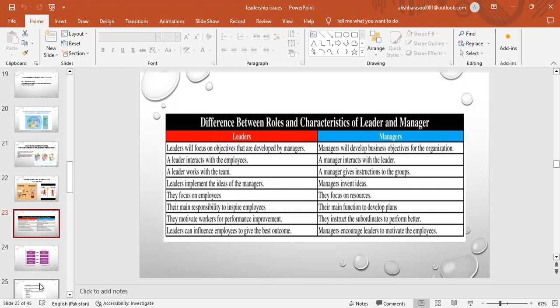Managers will develop business objectives for the organization. A manager interacts with the leader. A manager gives instructions to the groups. Managers invent ideas. They focus on resources. Their main function is to develop plans. They instruct the subordinates to perform better. Managers encourage leaders to motivate the employees.